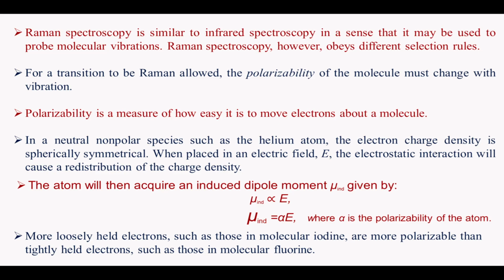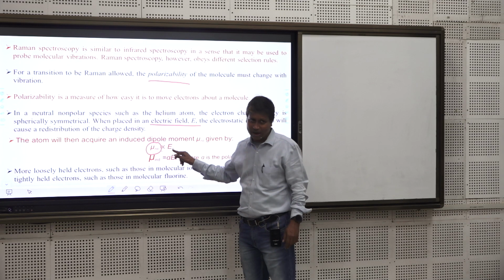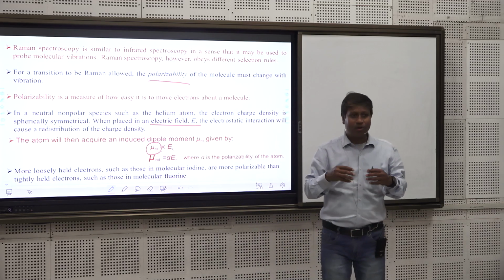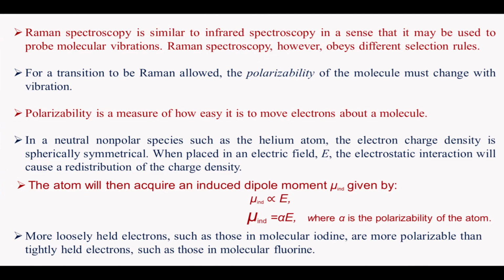What happens? These are simple things. If you have a molecule and an electric field is applied on the molecule, then there will be a redistribution of charge, and the redistribution of charge will create an induced dipole, mu induced. This induced dipole is proportional to the electric field that you are applying. The stronger the light you give, the stronger the induced dipole generated. The proportionality constant is alpha, which is the polarizability. So mu induced, because of the incident light, equals alpha E.